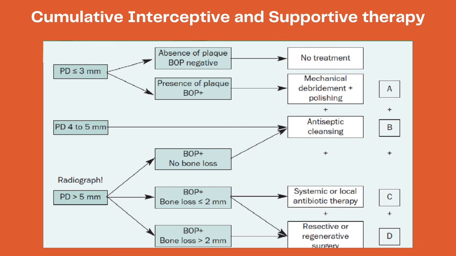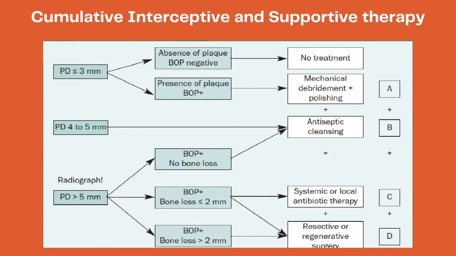Further, if the probing depth is 4 to 5 mm, along with the procedures which we do for probing depth less than 3 mm, we also have to do antiseptic cleansing. Further, if the probing depth is greater than 5 mm, we take a radiograph to confirm the bone loss. If there is no bone loss, then manage it as you do if the probing depth is 4 to 5 mm. That is, you can do antiseptic cleansing and also mechanical debridement and polishing.